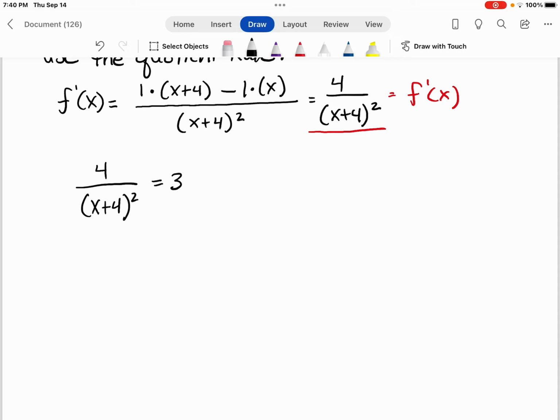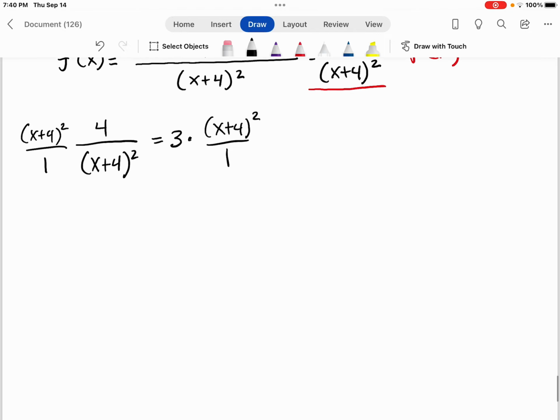The first thing I'm going to do, now there's tons of ways that you can do this, but I think the easiest thing to do is to start off by multiplying both sides by x plus 4 squared. That way we get rid of the fraction, so I can cross this off, and I'm left with 4 on one side and then 3 times x plus 4 squared on the other. Then I'm going to divide both sides by 3. So I'm going to get 4 thirds is equal to x plus 4 squared.